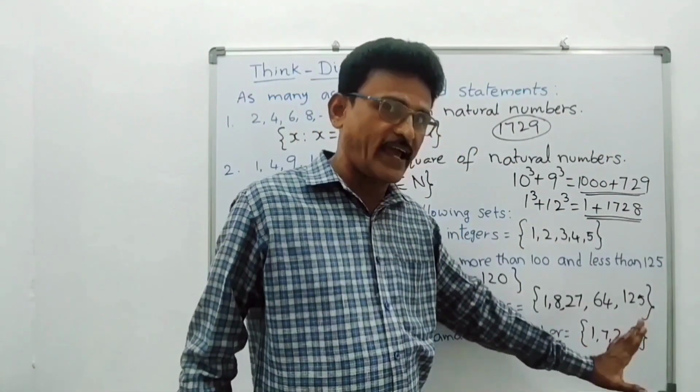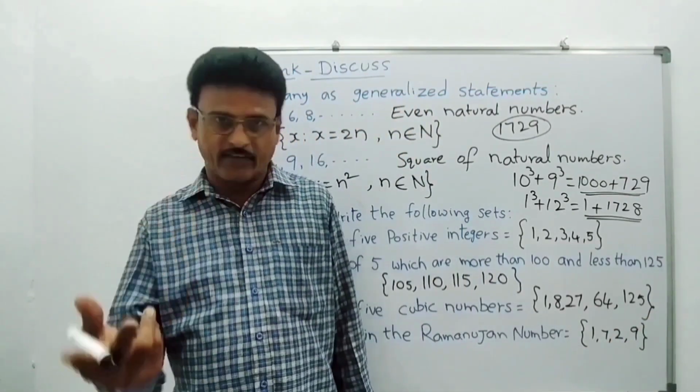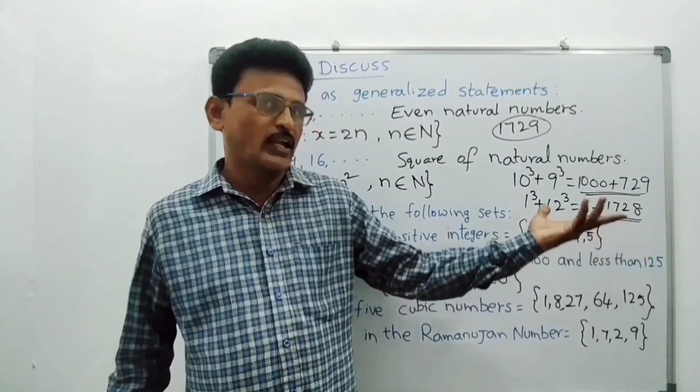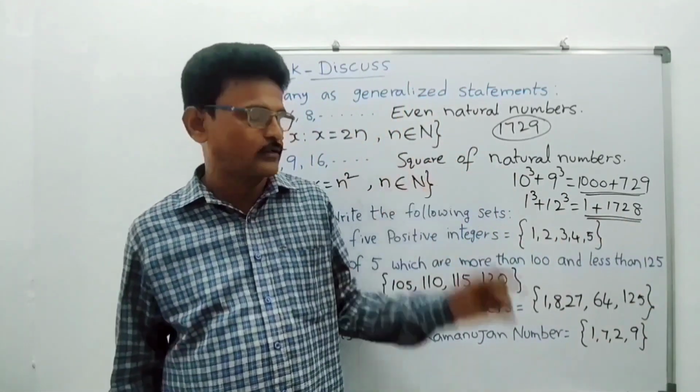It is not his birthday. Don't get confused. Actually, his birthday is in 1887, in Tamil Nadu state. But 1729 is the Ramanujan number. Remember that one.